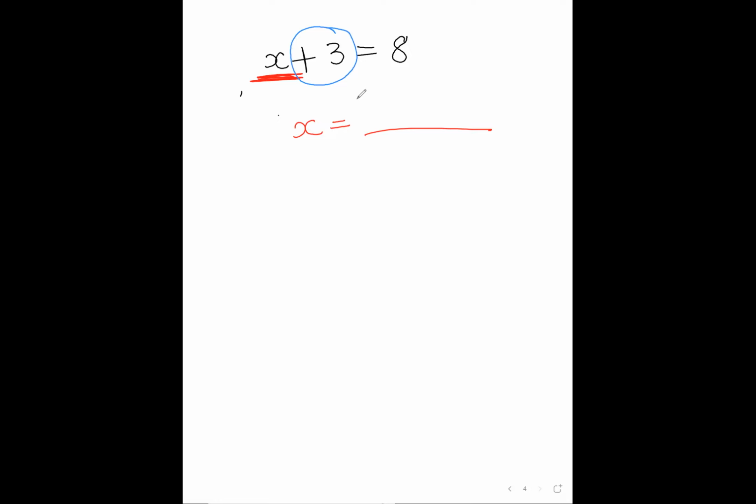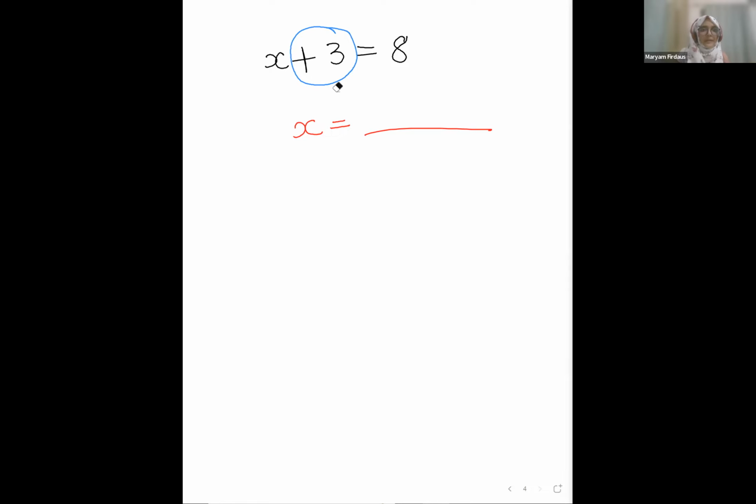Hiba? I didn't understand. You didn't understand. Okay, did you understand this? That we need to have it as x is equal to something, so that we can find out what is the value of x. You understood this? Yeah.